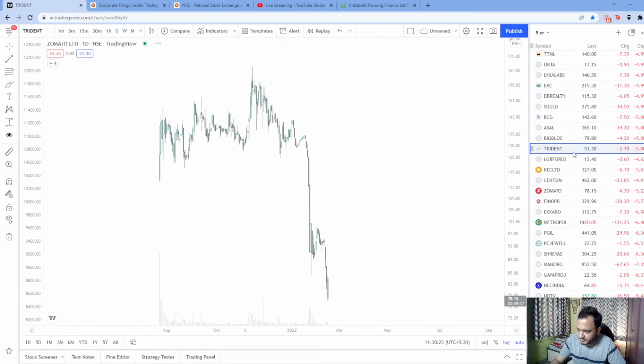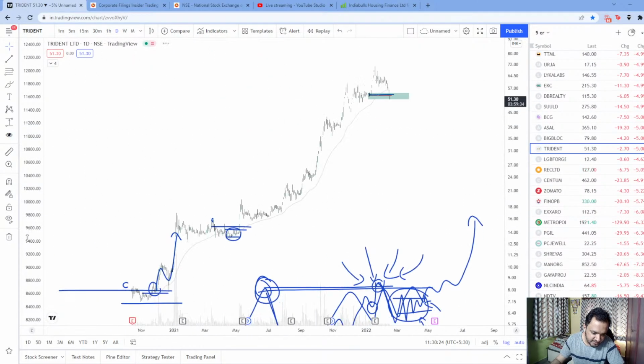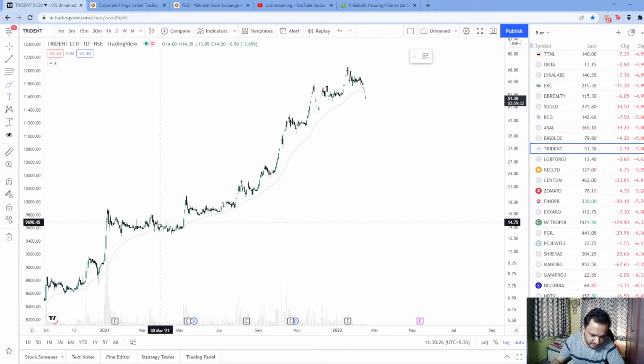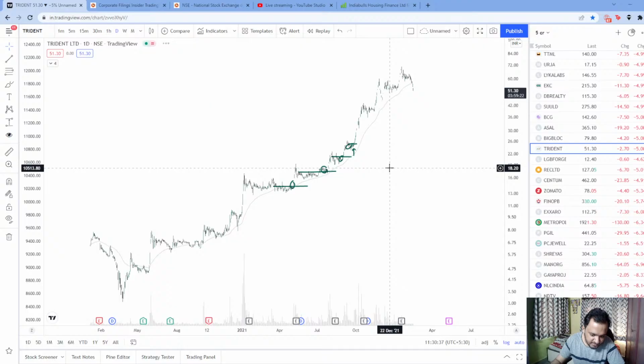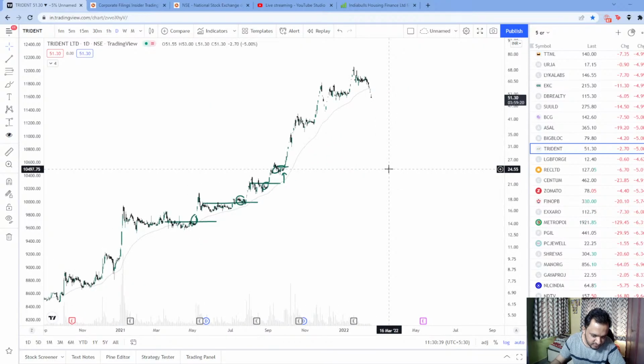Let's see. Right. So you see Trident. Look at the number of opportunities this stock gave you. There was one here, there was one here, maybe here as well if you're trying to chase it. So moving up in a straight line every single time. So whenever these stocks are giving you opportunities, you want to take it.